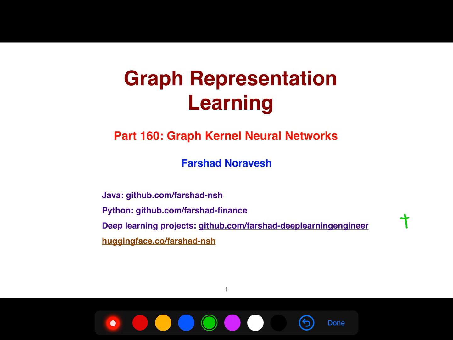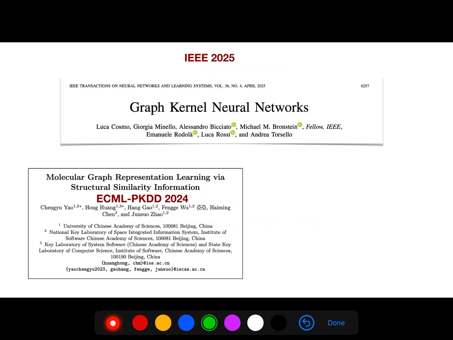Alright, so today I'm gonna be explaining an important paper with the title Graph Kernel Neural Networks. This paper, from 2025 IEEE, is by Professor Michael Bronstein at Oxford University, and his colleagues.